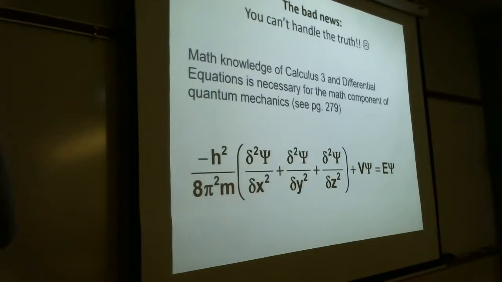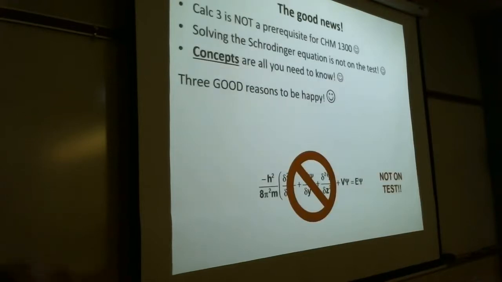Now here's the bad news for today. Sorry, it's Friday. I don't like giving bad news on a Friday. But the bad news is you don't have the math background to solve the Schrodinger equation yet. Because when I took quantum mechanics, I had to take differential equations and Calc 3 first. So obviously those aren't prerequisites for this class. So that's the good news, right? We're not going to be solving the Schrodinger equation. We are going to be doing concepts. So it's Friday. Everybody's happy. That's a good reason to be happy, right?